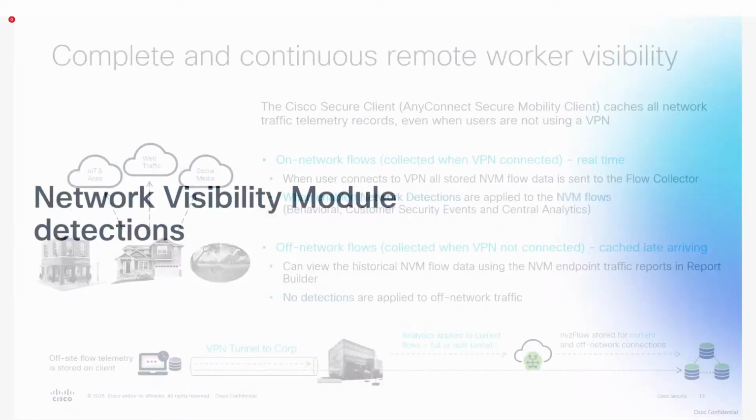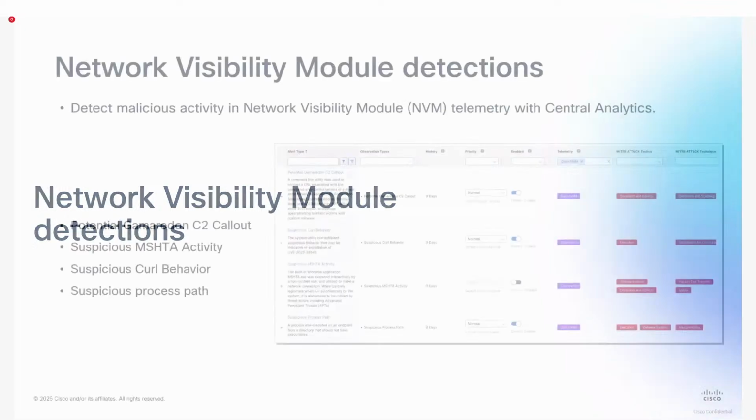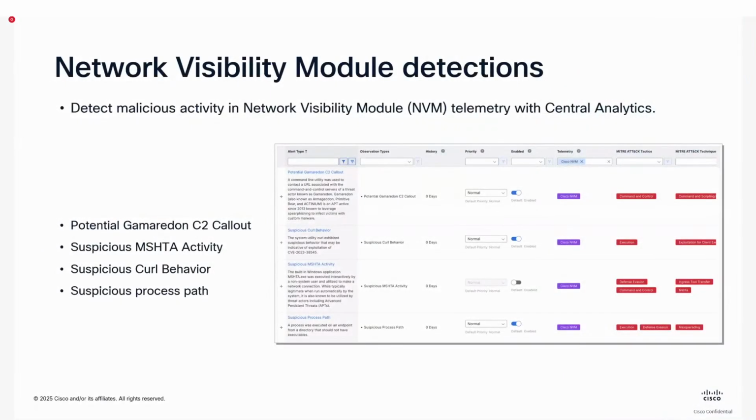All right, let's take a look at the actual detections that we're bringing about here in version 7.5.2 with these new detections. So for network visibility module, there are 4 new detections. We show you those through the web UI in our manager and through central analytics, and I'll show you that here in a demo in just a second. But we've got 4 new detections in here.